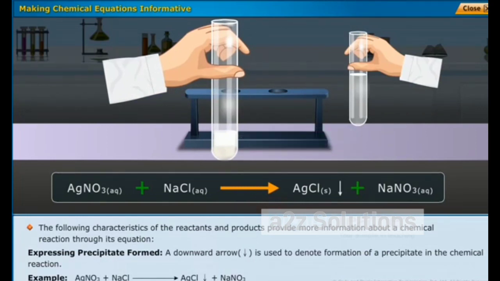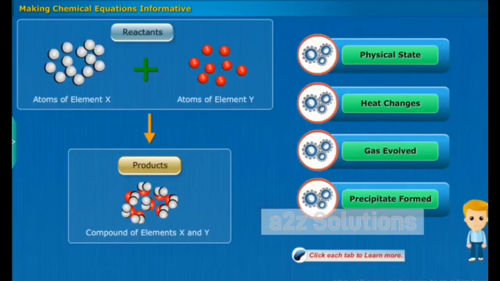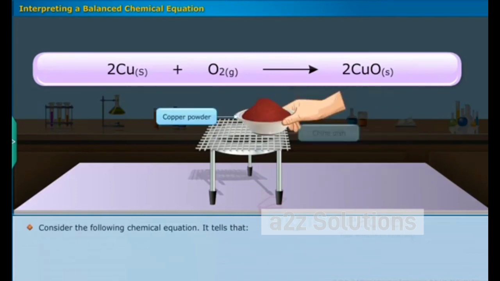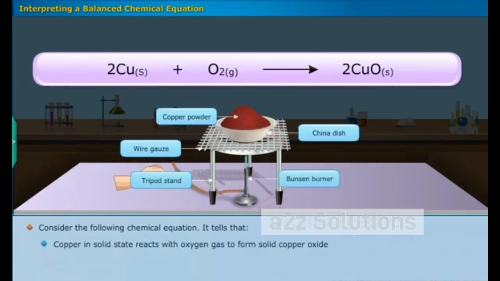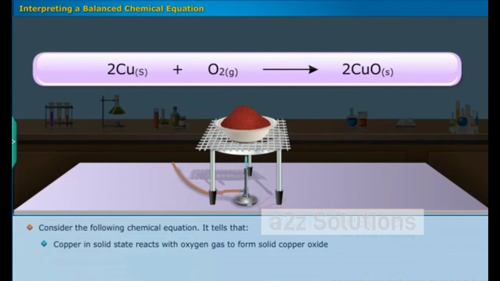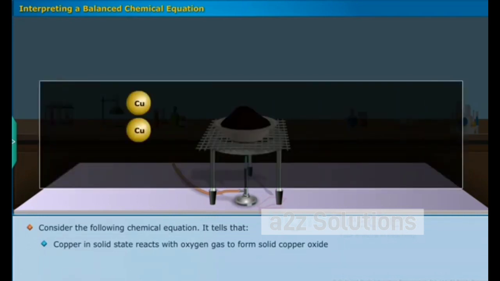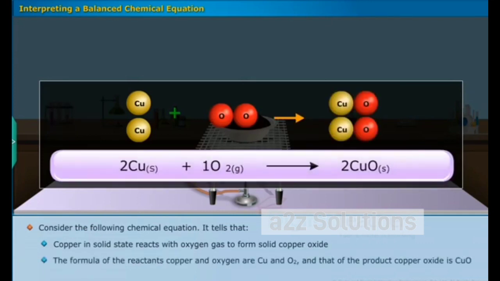Now, let us learn about interpretation of a balanced chemical equation. Interpreting a balanced chemical equation. Consider the following chemical equation. It tells that copper in solid state reacts with oxygen gas to form solid copper oxide. The formula of the reactants copper and oxygen are Cu and O2, and that of the product copper oxide is CuO. Here 2 moles of copper reacts with 1 mole of oxygen to form 2 moles of copper oxide.